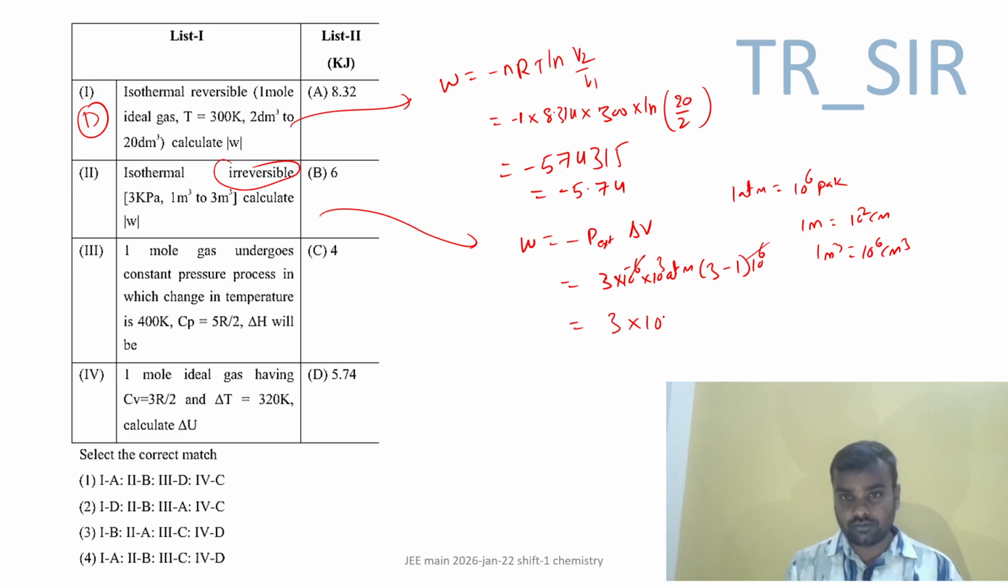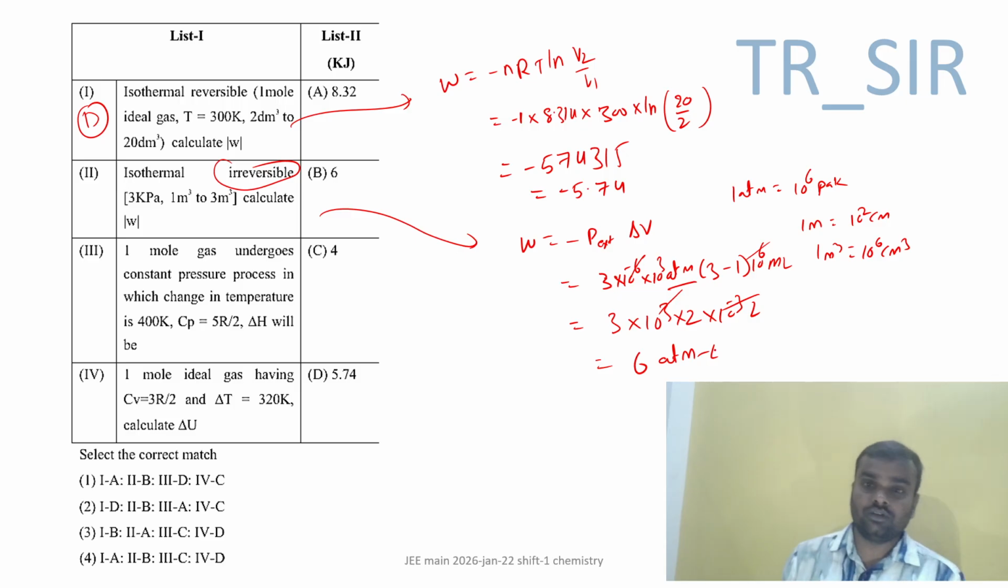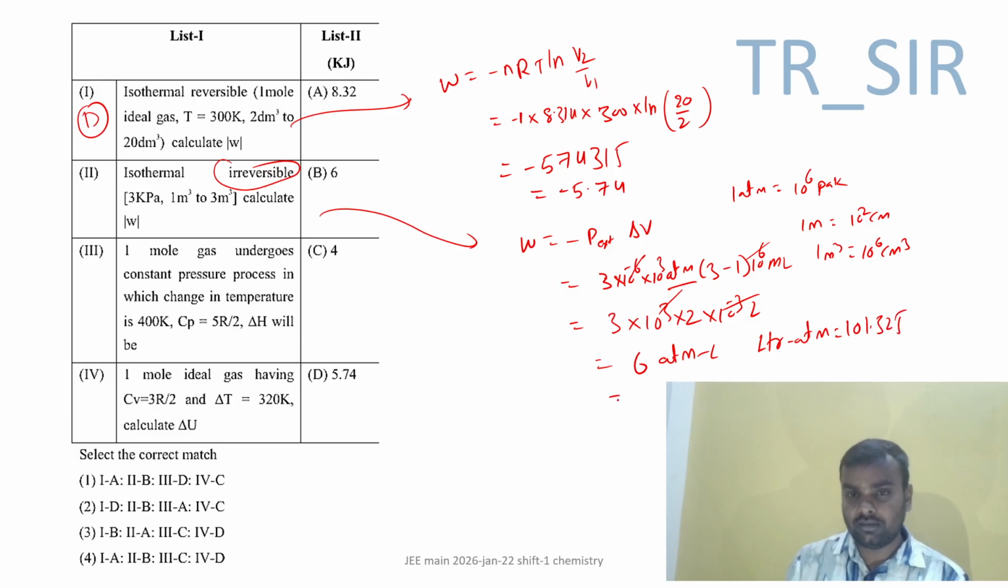3 into 10 power of 3 into 2, you got it. But here this is atmosphere, this is in ml. Convert into liter, 10 power of minus 3 liter. So 3 cancel out, minus 3 plus 3. So how much is left? 6. So here you got liter atmosphere. That should be equal to joules, right? 1 liter atmosphere is equal to 101.32 joules. So multiply here, 6006 joules you got it.